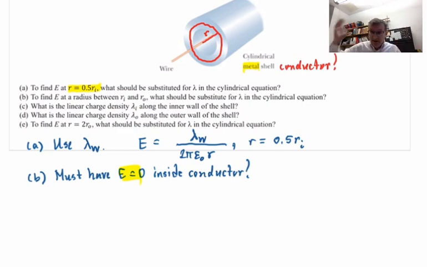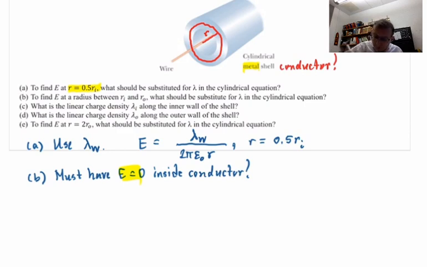Right? So the two sides of the equation are the same. But I've got the lambda of the wire, which is positive. So there must be another lambda inside there that's exactly the negative of lambda wire. And where would that charge be located, that charge per unit length? It must be on the inner surface of the shell.